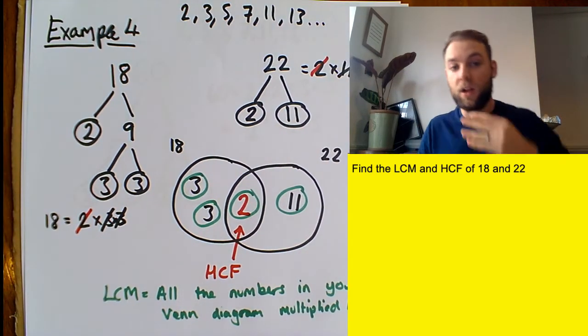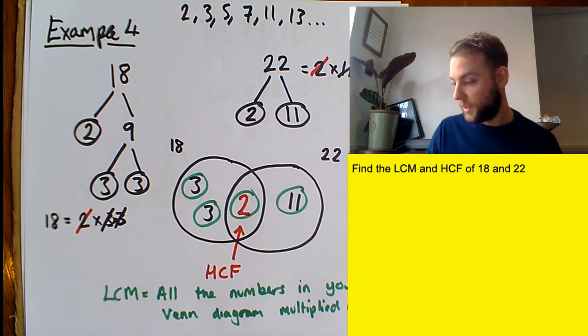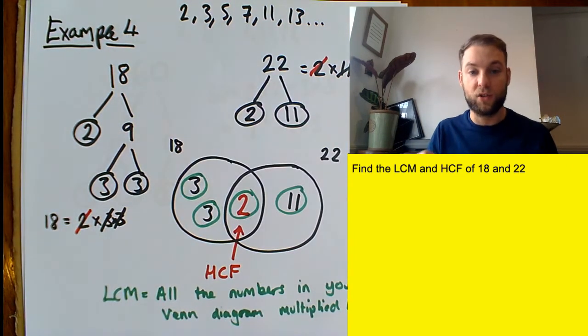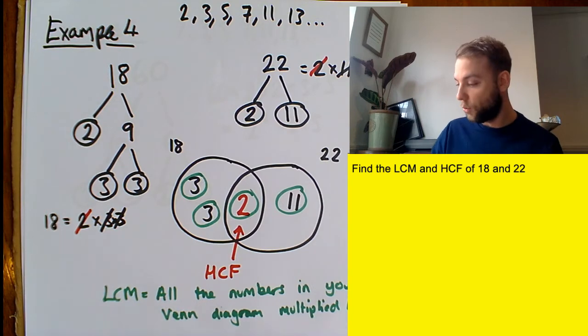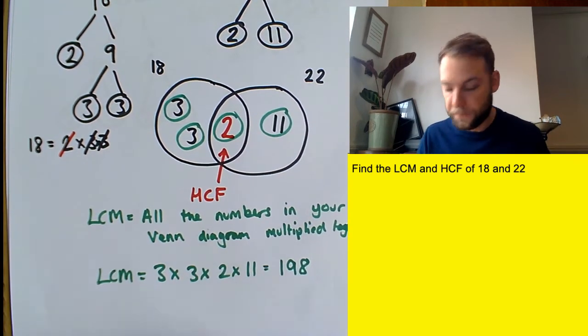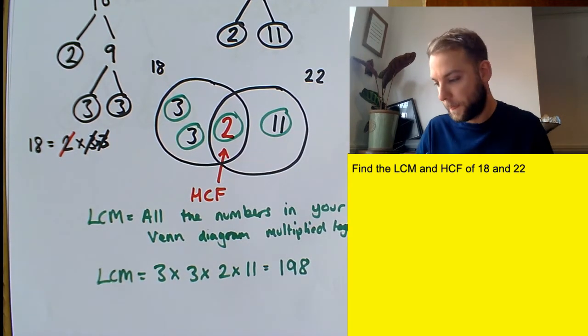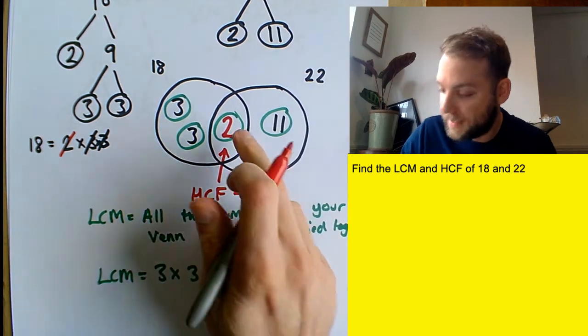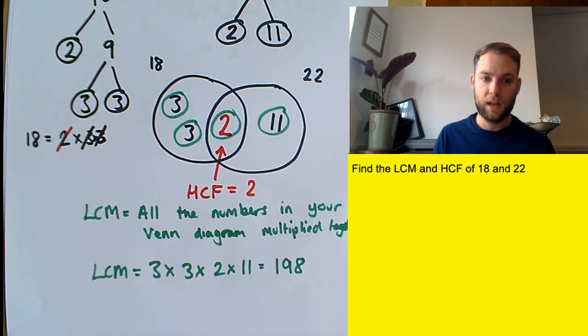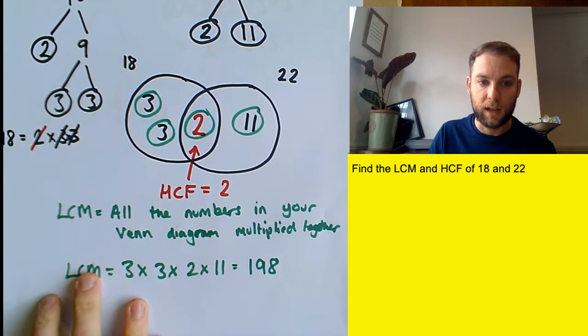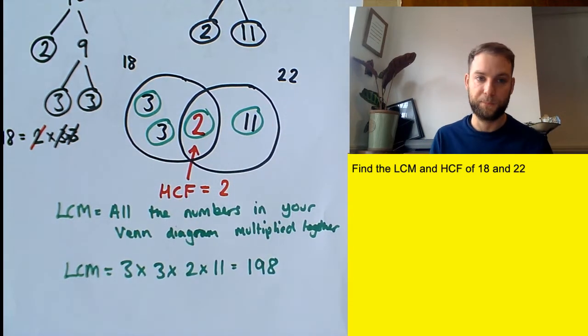So 18, 36, I can't even think what the next one is. 22, 44, 66, all the way up to that. It's going to take us ages. So the highest common factor is just the number in the centre of that Venn diagram. And the lowest common multiple is all of these numbers multiplied together.